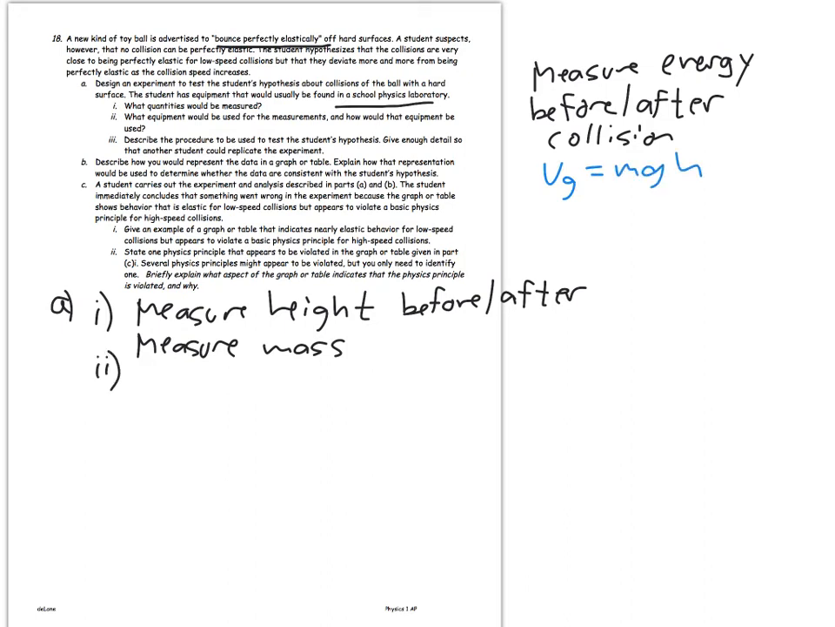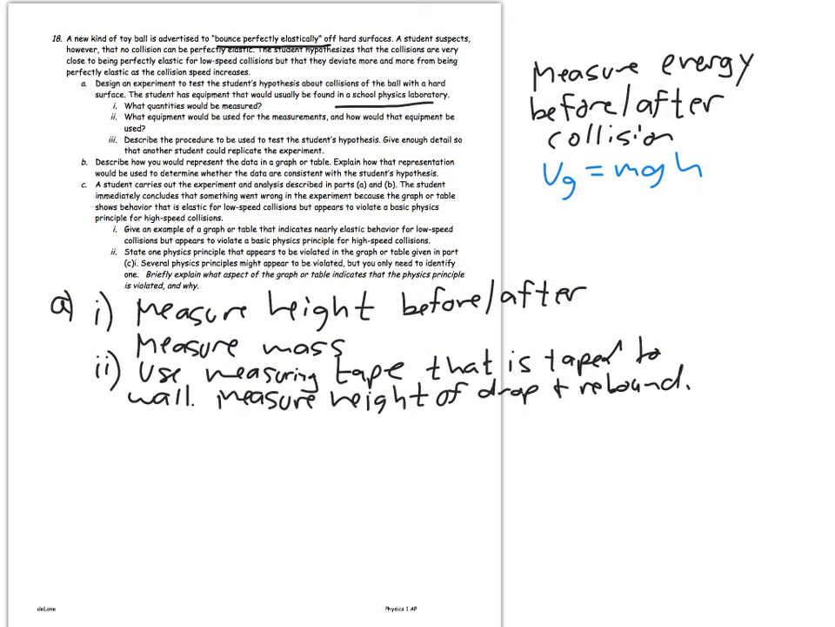The equipment I would use here would just be a measuring tape, and I would tape it to the wall so that it stays in place, and just use that to measure the height of the ball when I drop it and the height that the ball rebounds to. I'm also going to use a scale to measure the mass.